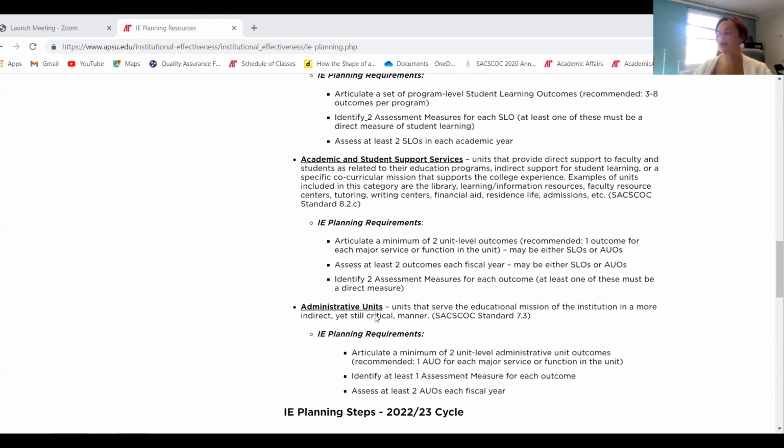Administrative units are pretty strictly administrative. They're not necessarily directly involved in the educational programming or don't even directly support it in that way. It's units like advancement, athletics, so many, public safety, everyone. So essentially administrative units help us cover the whole university for institutional effectiveness.